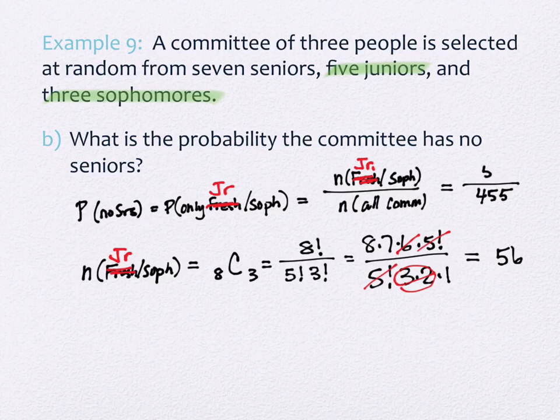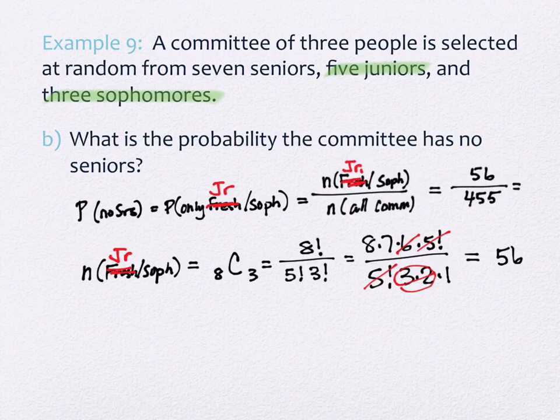So this is slightly more likely. It's still not real likely. You'll see in a minute. But it's slightly more likely because I have 56 on top instead of 35. What is 56 divided by 455? 4 decimals. What was that? 0.1231. So it's about a 12% chance, right? About 12% chance of it happening. That's my probability here.